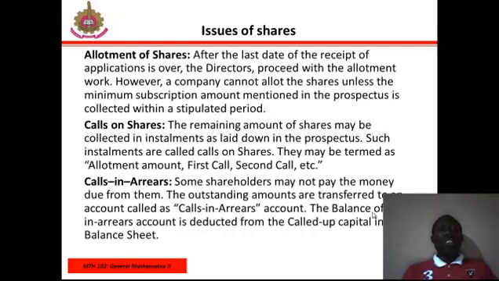The remaining amount of shares may be collected in installments as laid down in the prospectus. Such installments are called calls on shares. They may be termed as allotment amount, first call, second call, etc. Calls in arrears. Some shareholders may not pay the money due from them. The outstanding amount is transferred to an account called calls in arrears account.